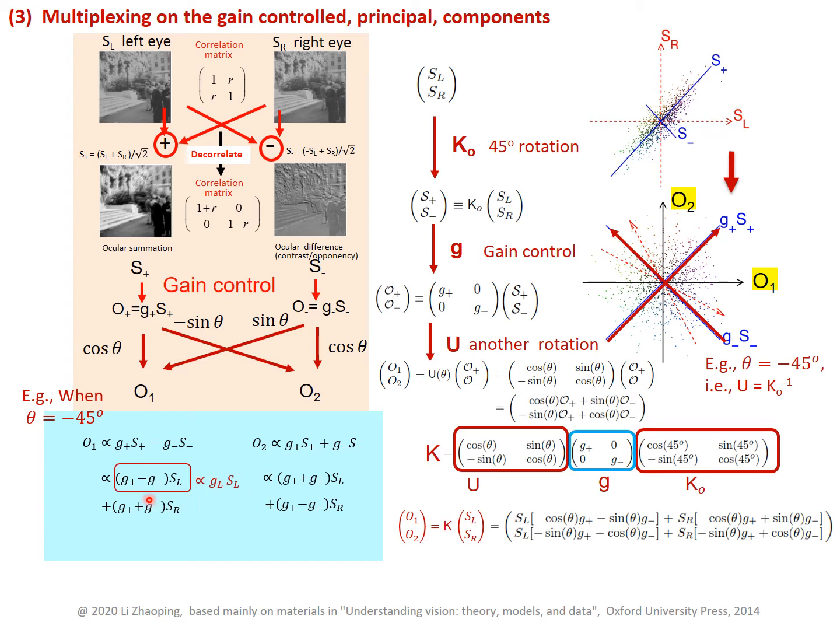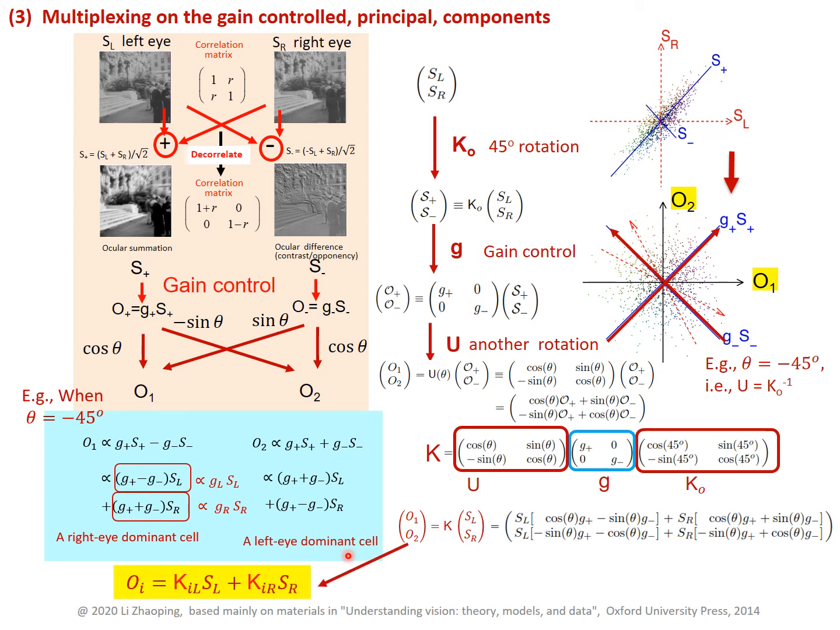And this is the contribution of the left eye input to O1. And so therefore you can see that the sensitivity to the left eye input is the difference between these two gains. And this is the contribution from the right eye input. The sensitivity to the right eye input is the summation of these two gains, G plus and G minus. So obviously this neuron's gain, the sensitivity, is stronger to the right eye input. So this is a right eye dominant cell. And analogously, you'll find that this second neuron, O2, is a left eye dominant cell.